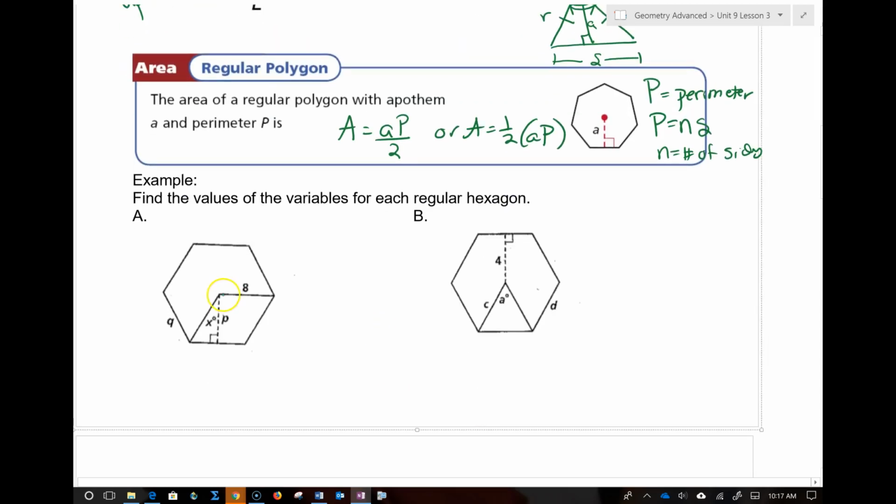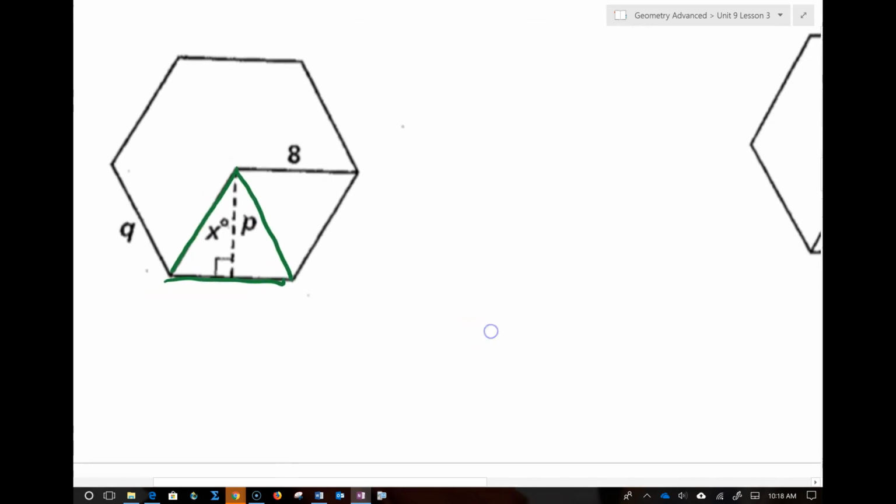So the first thing I'm going to do is draw one in. If I draw this in, and there's my central angle triangle, guys, what's the length of all the radii of this one? 8. So I know it's 8 and 8. So we know that is true because these are all the same. All right, now I want to find the apothem. For some reason they call the apothem P, but oh well, we'll get past that. I want to find the side length, which is Q, and I want to find that angle right there, which is X degrees.